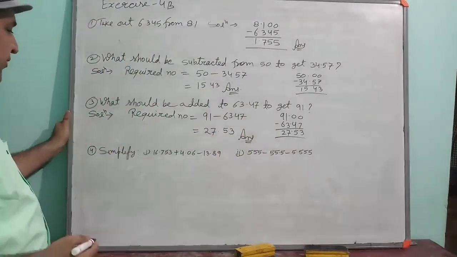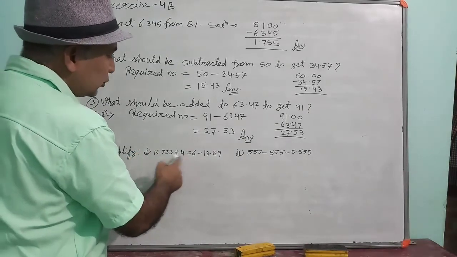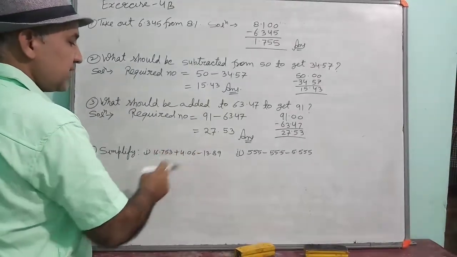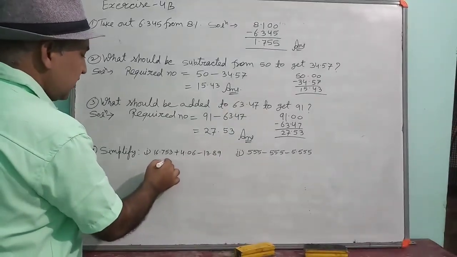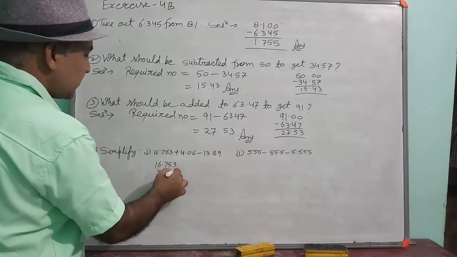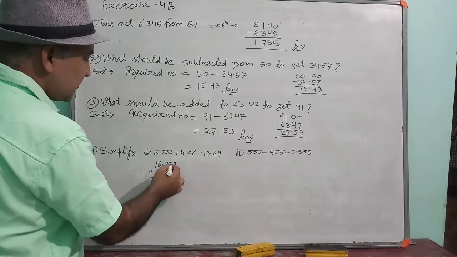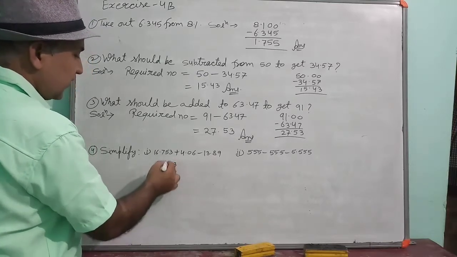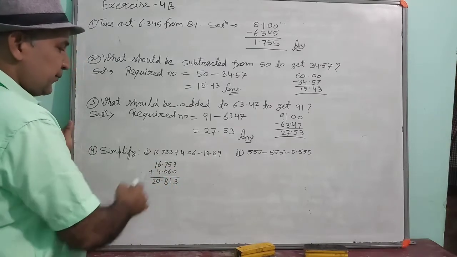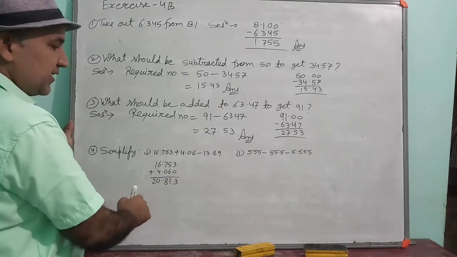Now see this one. You have to simplify. In simplify there are more than two numbers. 1, 2, 3. Three numbers are there. One is addition, one is subtraction. So do this. Firstly add these numbers. 4.06, increase 0 from your side. 3 plus 0 is 3. 5 plus 6 is 11, 1 carry on. 7 plus 1 is 8. 16 plus 4 is 20. After adding these two numbers, 20.813 is coming.